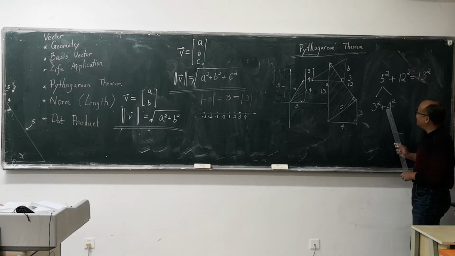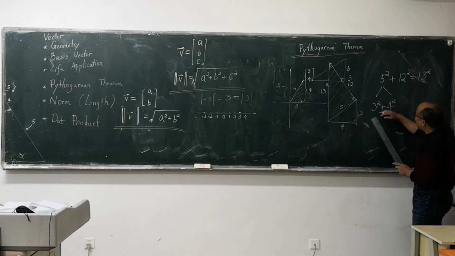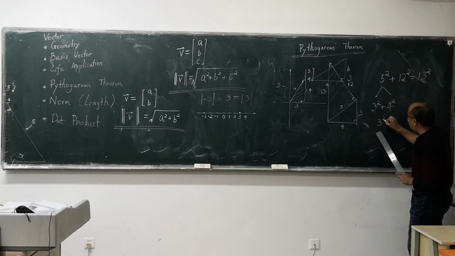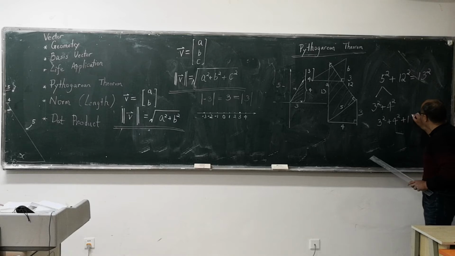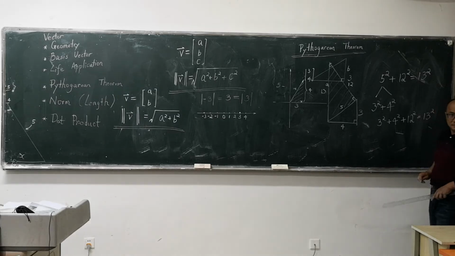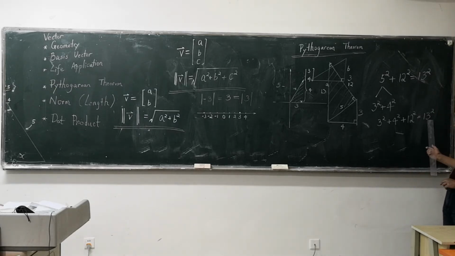Okay. So we plug in, it becomes 3 square plus 4 square plus 12 square equal to 13 square.